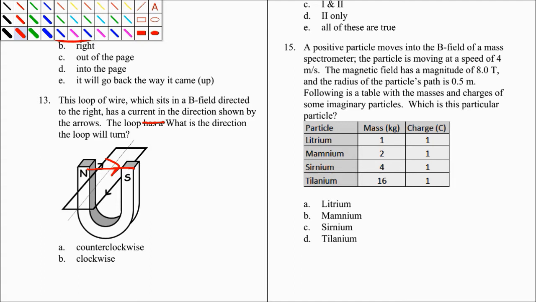Okay, well, let's just take this left-hand side over right here. My current is into the page, magnetic field is to the right. That means that my force is in this direction. Over here, my force is going to be in this direction. So that's going to cause it to move counterclockwise.